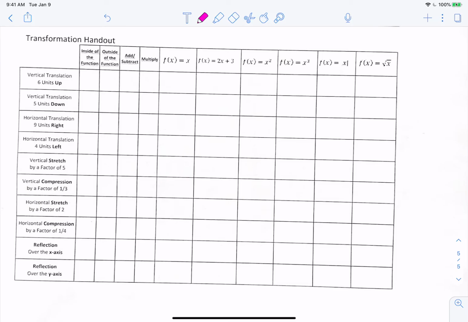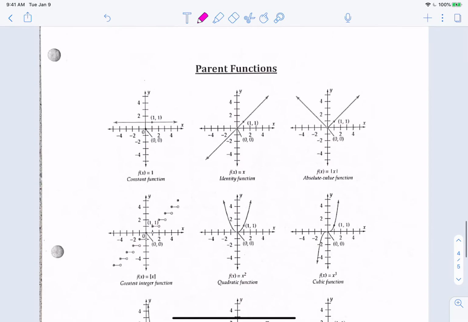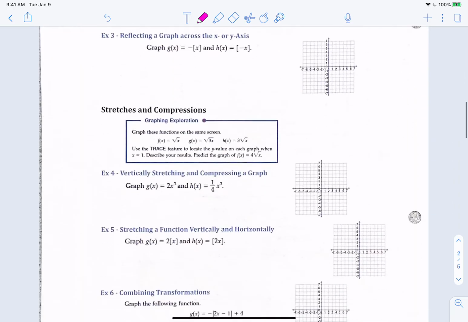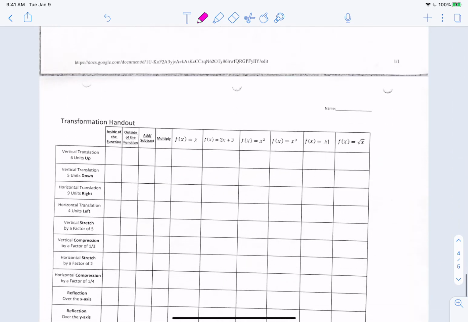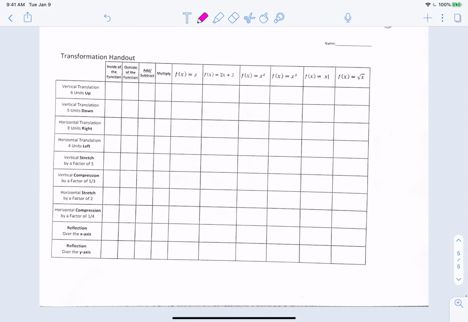Okay, so this handout right here and the parent functions, these are separate sheets that go along with section 3.4. And we're going to fill this chart out first and kind of refer to the parent functions. We probably will not get to the notes for section 3.4 yet today. We'll just fill this sheet out, okay?